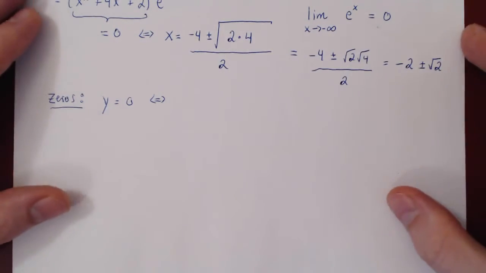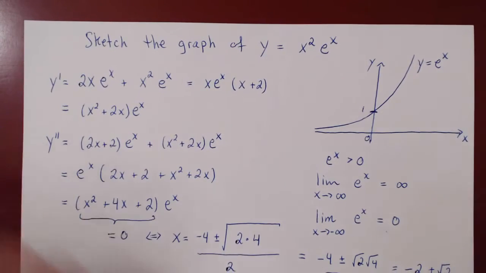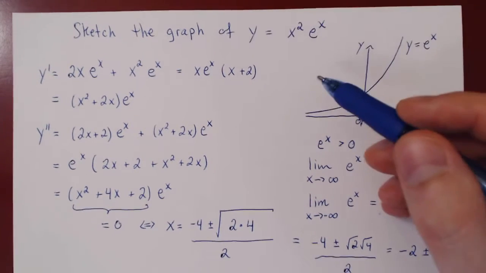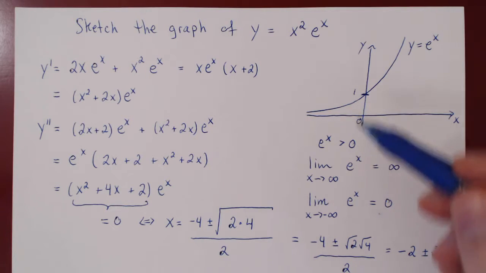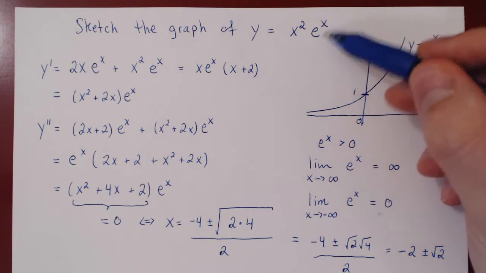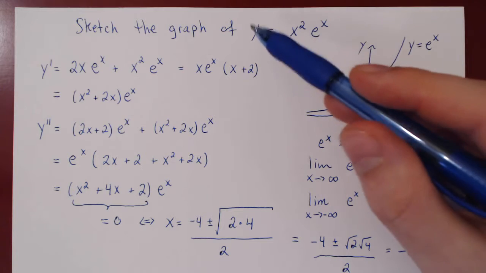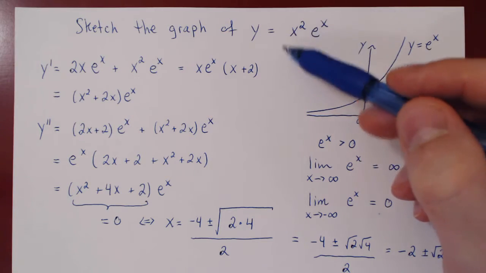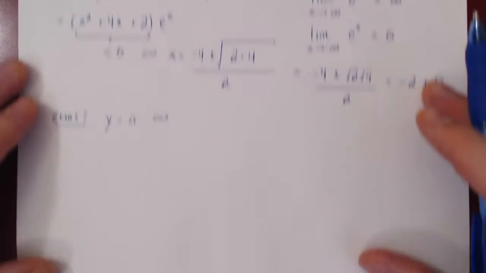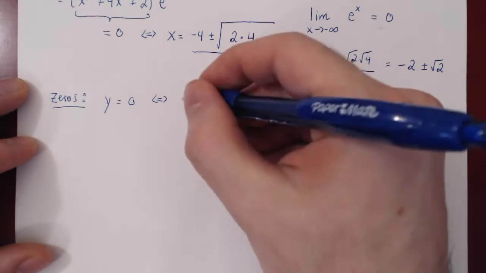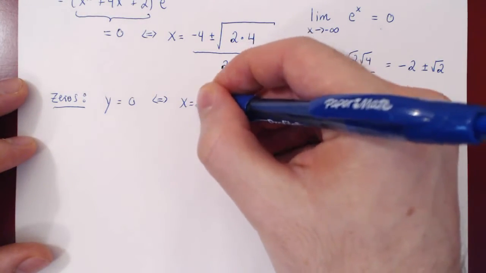How can our function y be equal to 0? The function is x squared times e to the x. So we have a product, but e to the x is always strictly positive. This term will never be 0. So the only way for y to be 0 is if x squared is 0, and x squared is 0 only when x is 0. So we have a single zero of this function, x is equal to 0.